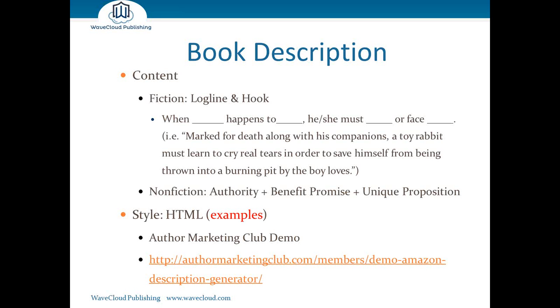So, if you read this book when you were a kid, The Velveteen Rabbit, right: marked for death along with his companions, a toy rabbit must learn how to cry real tears in order to save himself from being thrown into a burning pit by the boy who loves him. So I think I didn't quite copy that properly. The point here is there's a question: will the rabbit be able to cry the real tears and save itself from certain death in the fire pit? Right? I know the situation, I know the inciting incident, I know who the protagonist is, I know what the main conflict is, and that's a log line. That's the hook built into it.